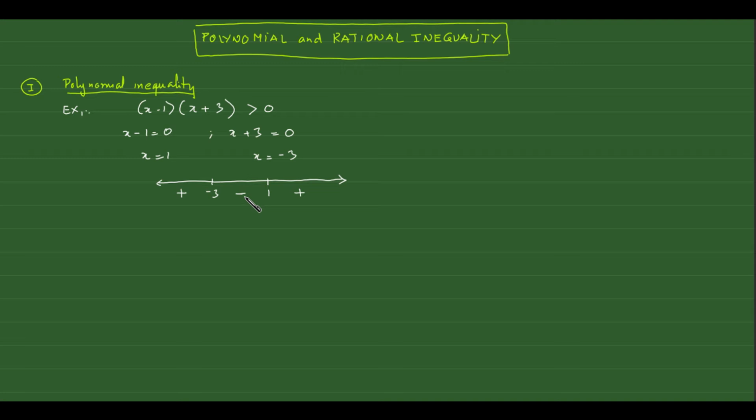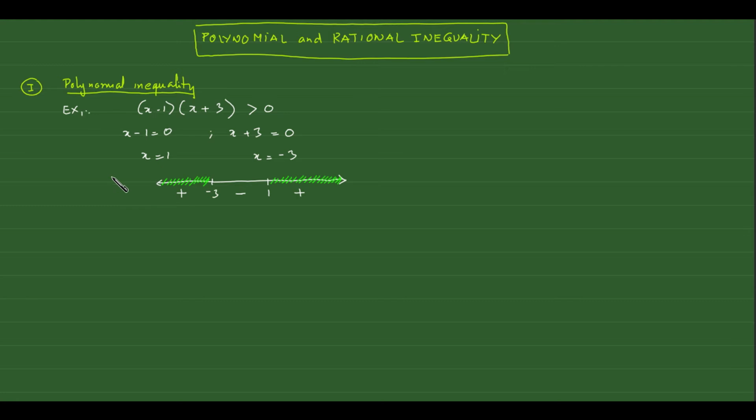So you have positive, negative, and positive, and the original inequality is greater than 0. So it means that we're going to take the positive ones. So these are the ones we're going to take because they satisfy this inequality sign here.